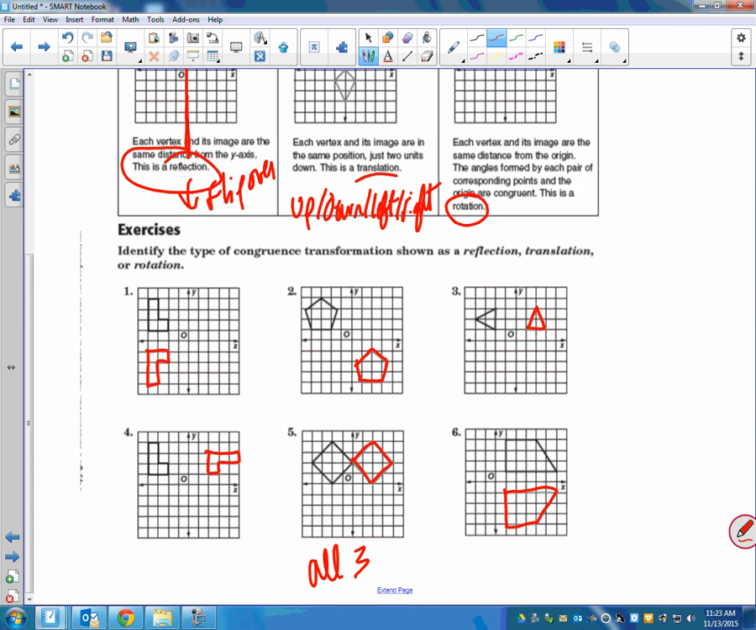But what about graph 7? What's number 1? Reflection. Reflection. Nope, I was just looking at it.